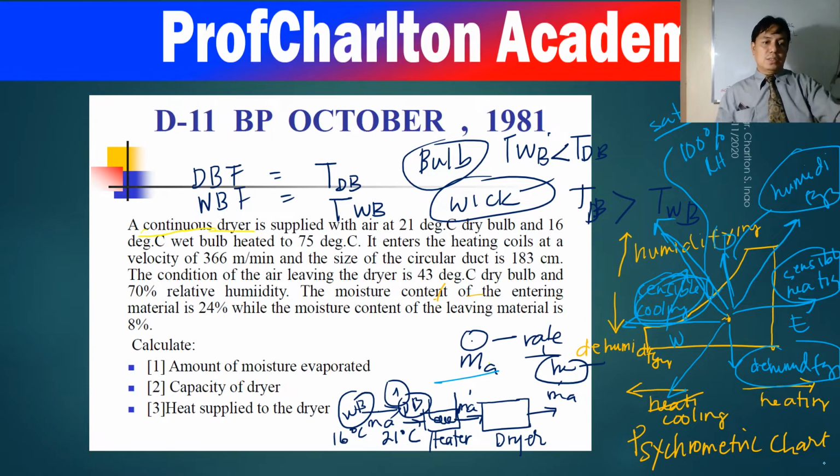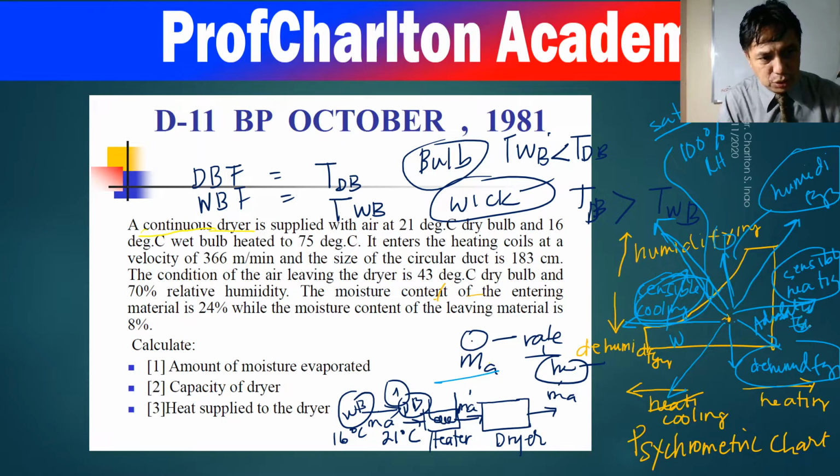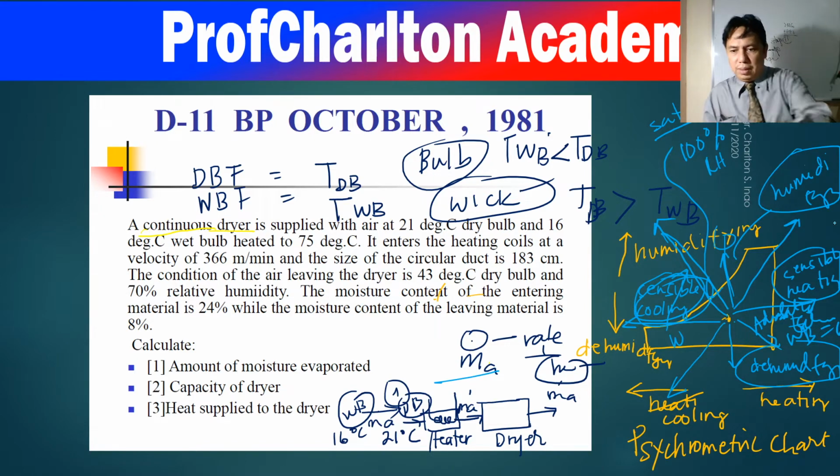Okay, so how many processes are there now? 3 plus 3, 6. So I mentioned earlier that it should be 7. So there is one here. This is adiabatic saturation, where the wet bulb is constant. So that is the review of the psychrometric chart.